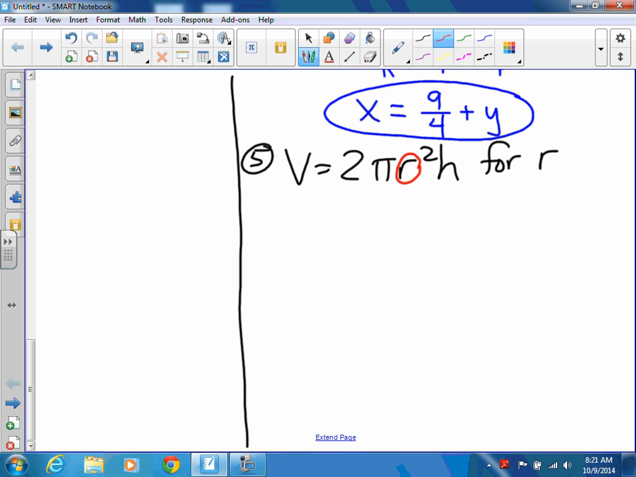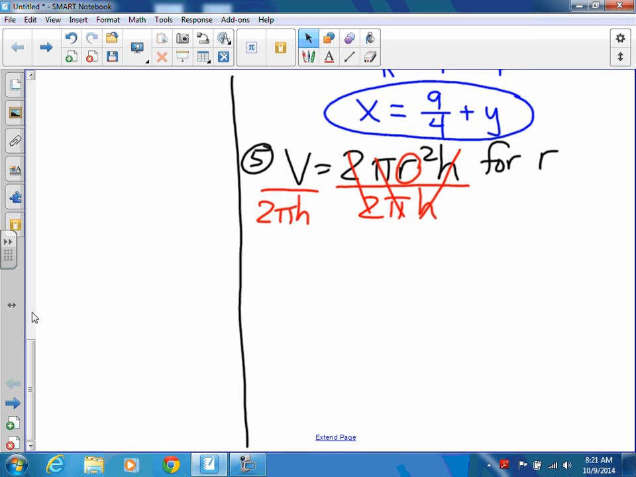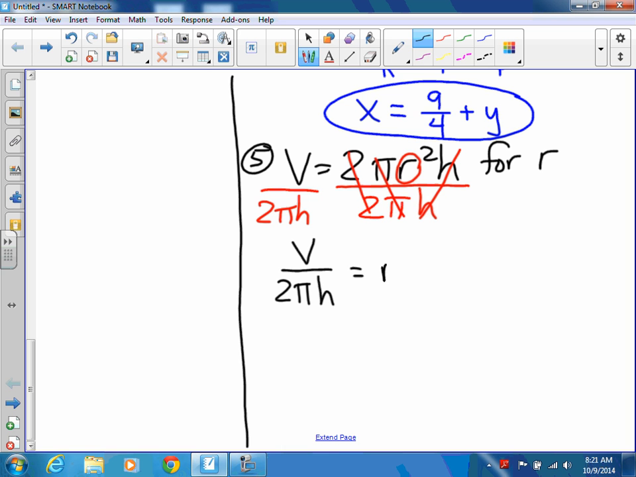We need to get rid of the 2, the pi, the h, and eventually the squared part has to go away too. So we're going to do one move first and get rid of all the division pieces. So all the numbers that are being multiplied, we want to divide to get rid of them. So we want to divide by the 2, the pi, and the h. And what we do on one side, you have to do on the other. So your 2, your pi, and your h are now gone. You cannot get rid of the squared at the same time because that's a separate operation. So at this step, you now have V divided by 2 pi h equals r squared.